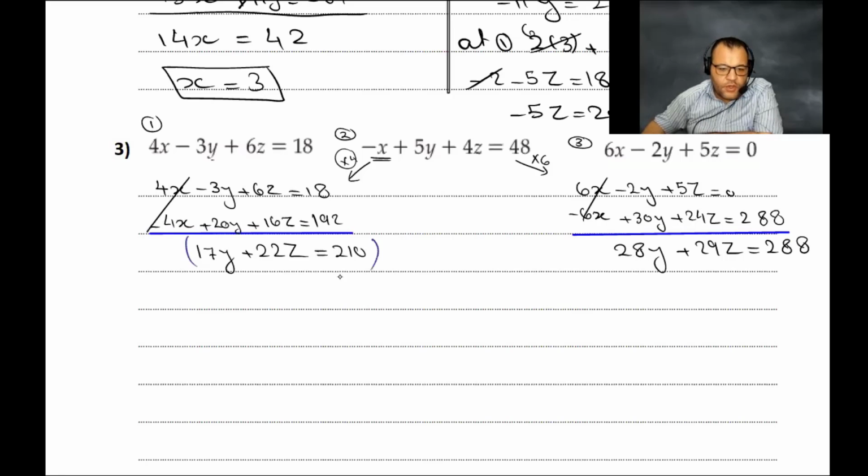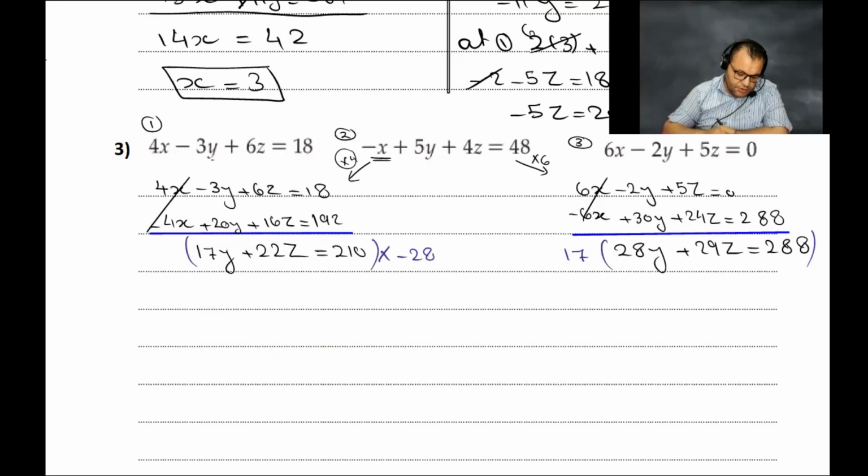I need to remove y or z. Which one do you need to remove? It will be y, the same y. So I will multiply the first y by negative 28. I multiply the second y by positive 17. Why that? To make the same coefficient. You understand it? Yes.